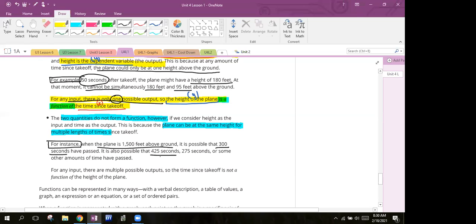425 seconds have passed, and 275 seconds have passed. Okay, that's entirely possible. So, for any input, there are multiple outputs in this situation. So the time since takeoff is not a function of height. So because this input has multiple outputs, it is not a function.